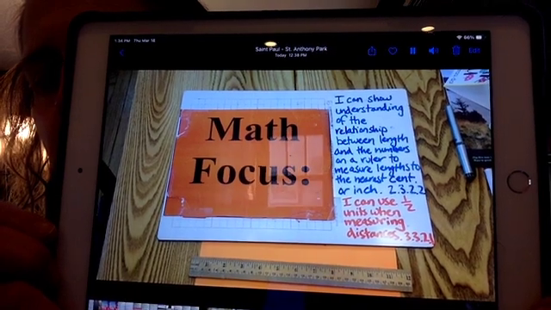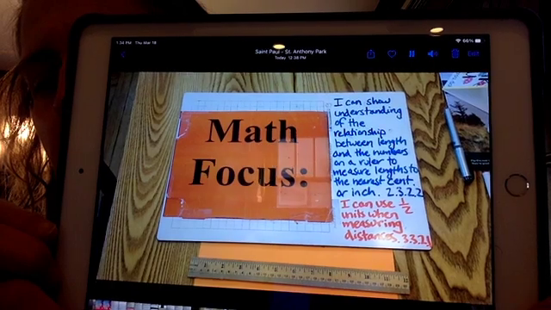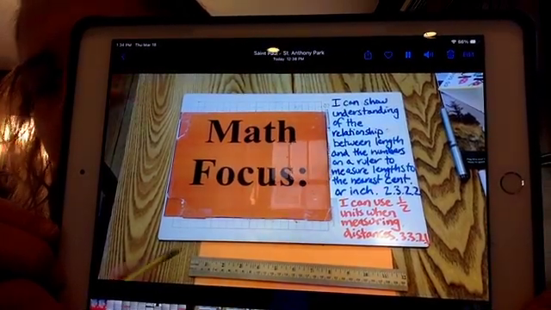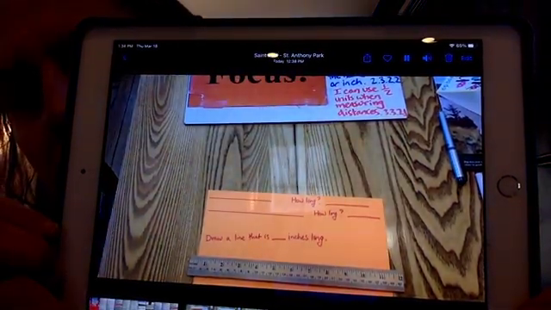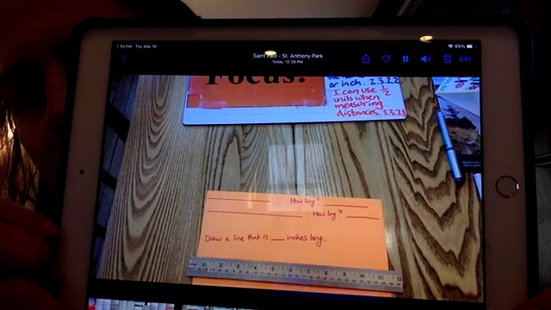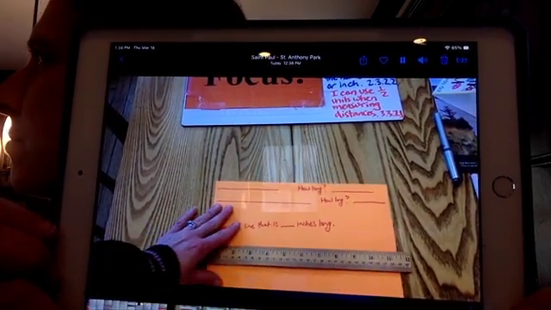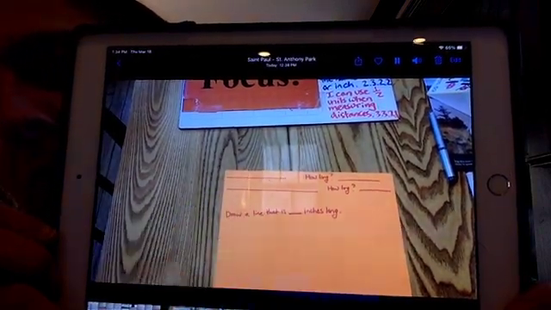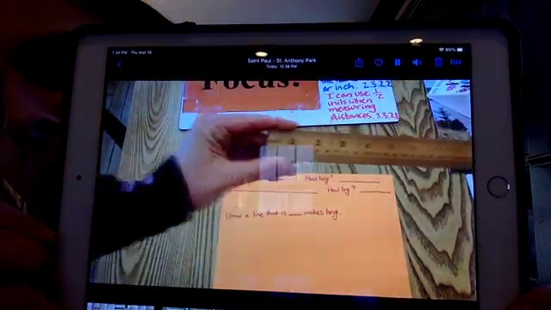Anyways, today our math focus is: I can show the understanding of the relationship between length and the numbers on a ruler to measure lengths to the nearest centimeter or inch, or I can use half units when measuring distances. So today I'm going to show you how to use a ruler correctly in order to measure the length of something, and also how to draw segments of certain lengths.